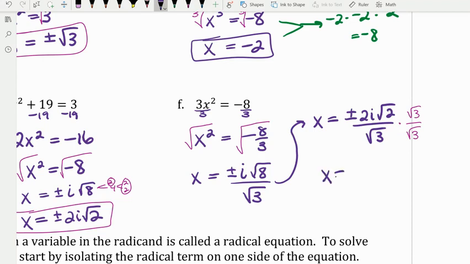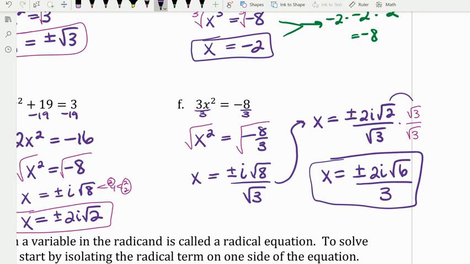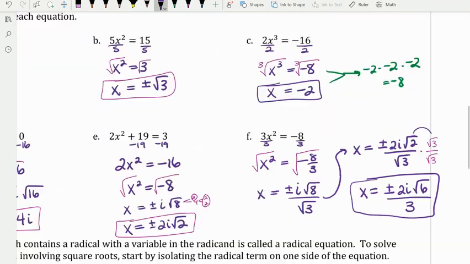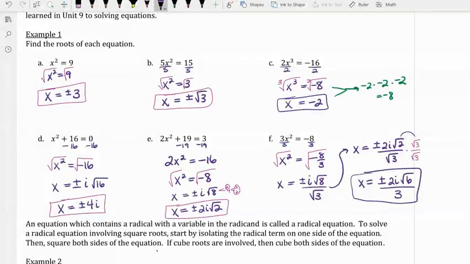So then we get x equals plus or minus, still have our 2i, and then the radical 2 times radical 3 makes radical 6. And on the bottom, radical 3 times radical 3 is 3. So that's our finished answer there. So same idea there, just a little more simplifying with the radicals and stuff. Okay, kind of putting together all the stuff we did in the last unit to now actually solve equations and be able to simplify our answers.